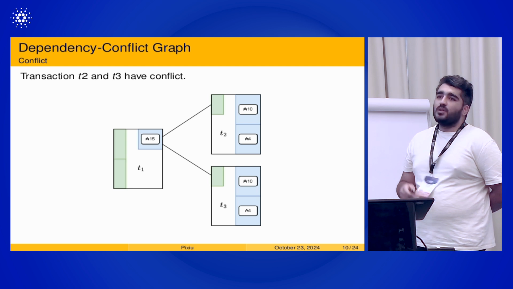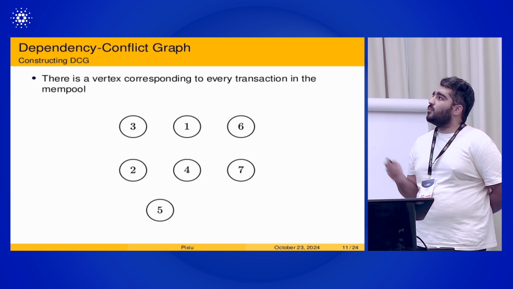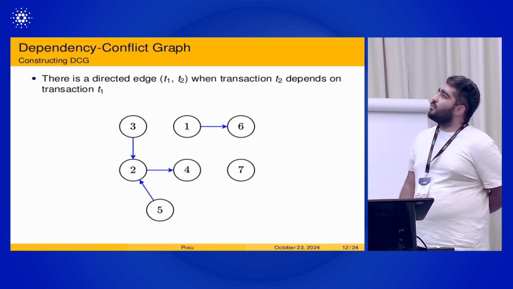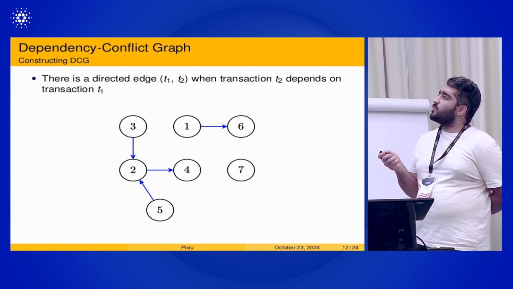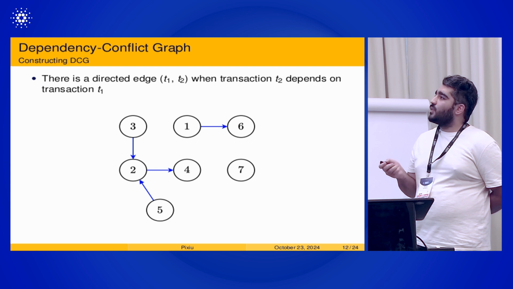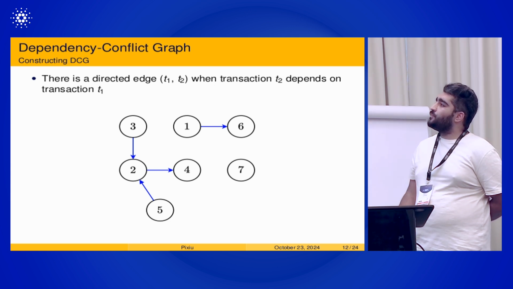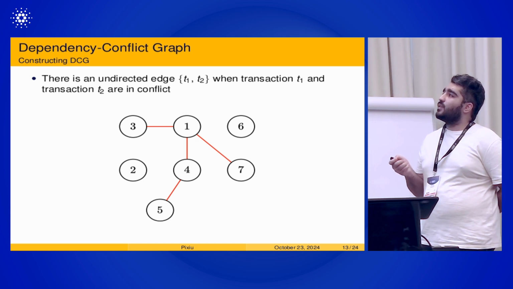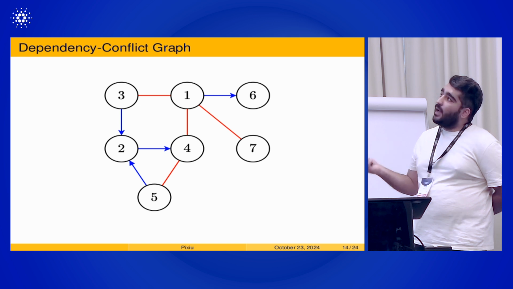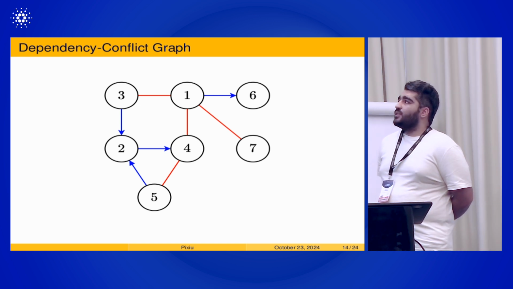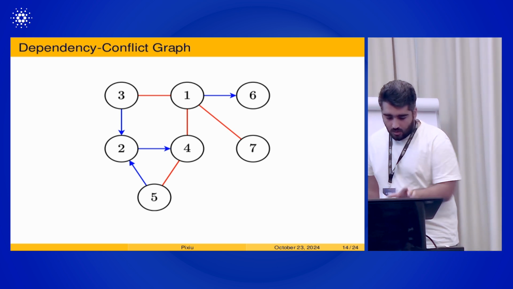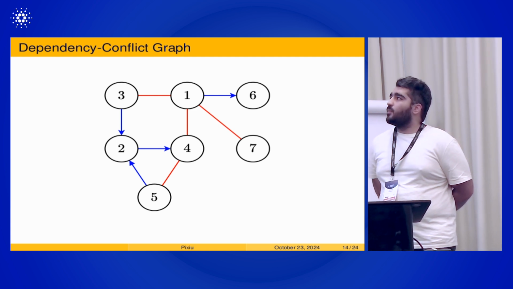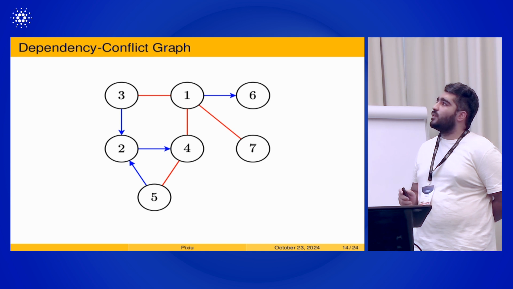We need to model this, right? Because we want to reason about this formally. Of course, we model it with graphs. We are computer scientists. We put one vertex per transaction, and whenever they depend on each other, we put a directed edge. This means that transaction 6 depends on transaction 1, or transaction 2 depends on both transaction 3 and transaction 5. And then we put an undirected edge for conflicts, which basically means that you cannot put transaction 1 and transaction 3 in your block at the same time. And then we have our dependency conflict graph. So with this graph, we can model our conflicts and dependencies in the blockchain. This is already nice, right? So we have a formal way to model this.